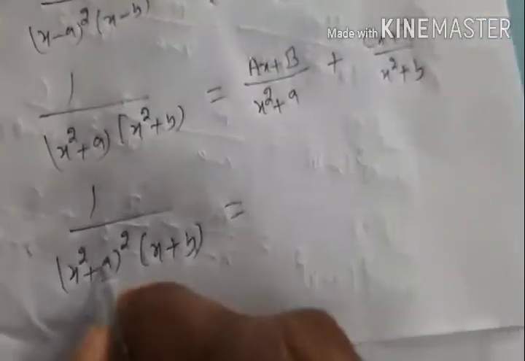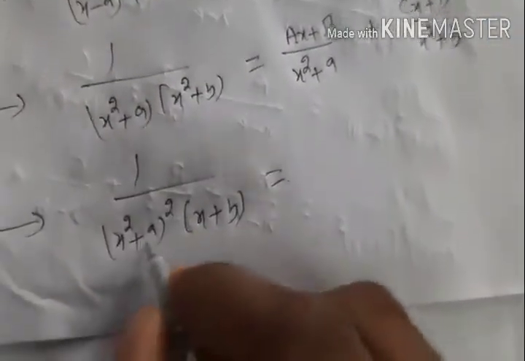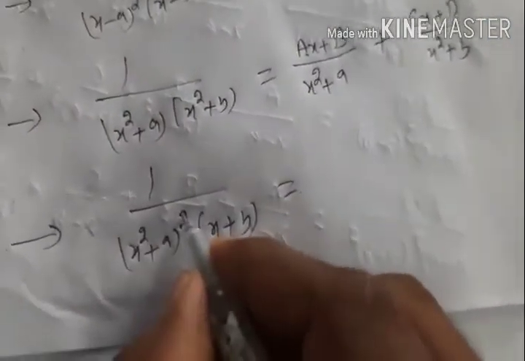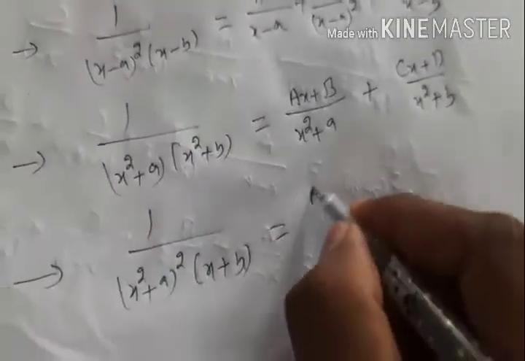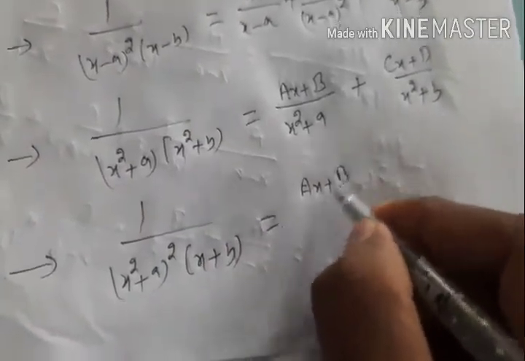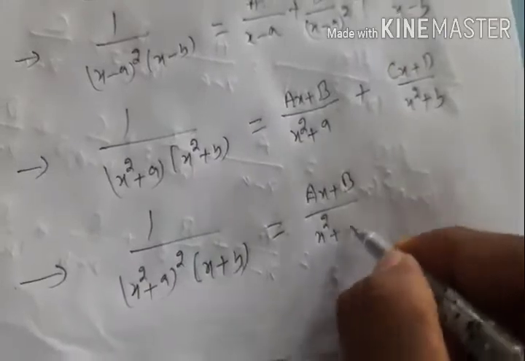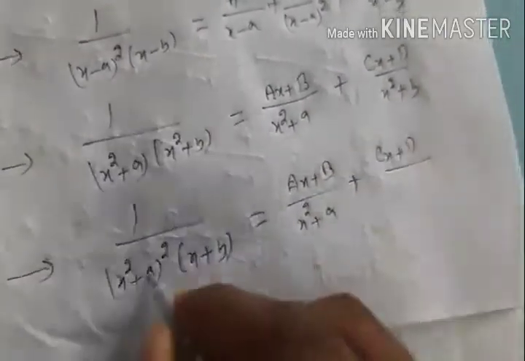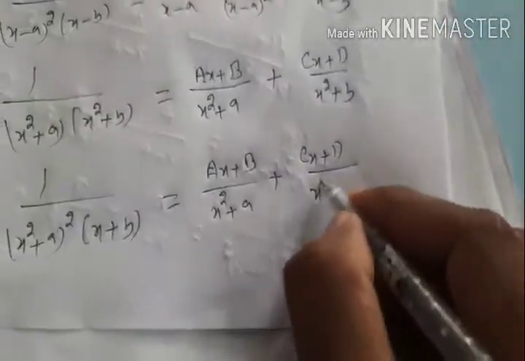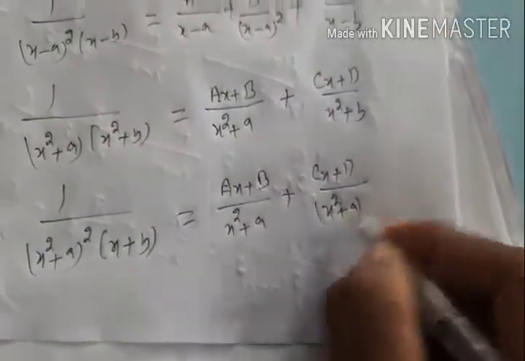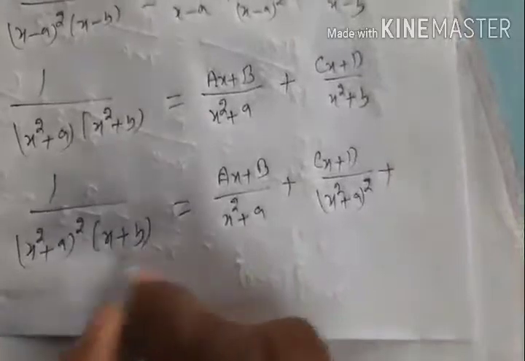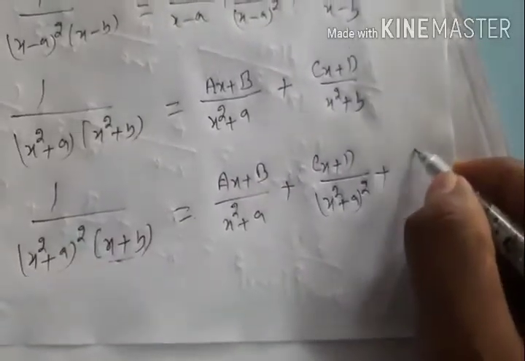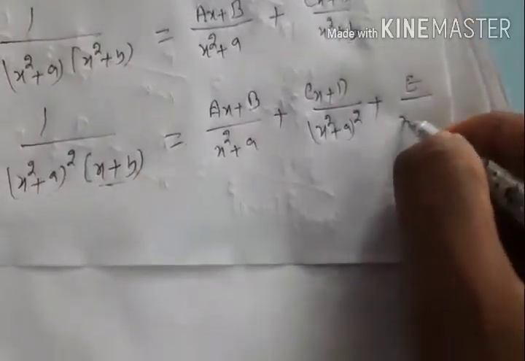In this problem, x square plus a whole square, x square plus a is a quadratic factor but repeated. That's why you take ax plus b by x square plus a, plus cx plus d by the same repeated factor, x square plus a whole square, plus the third one, x plus b. X plus b is a linear factor. That's why you take only e by x plus b. These are the basic concepts in partial fractions.